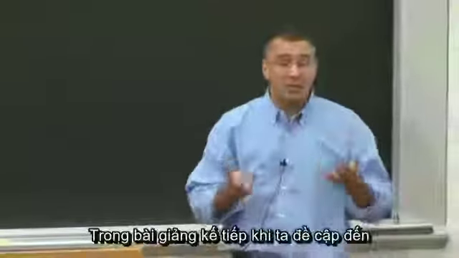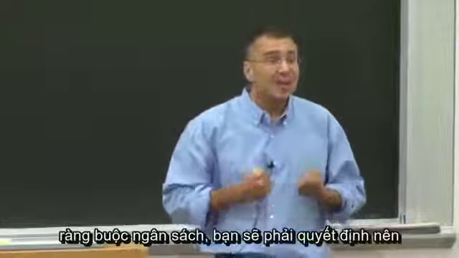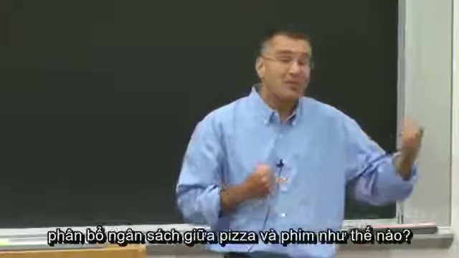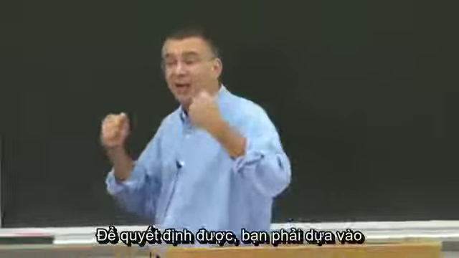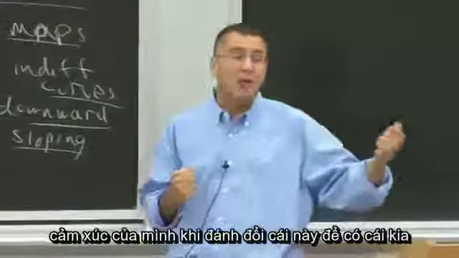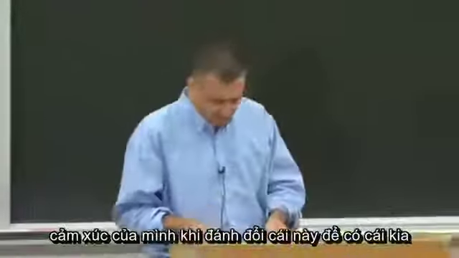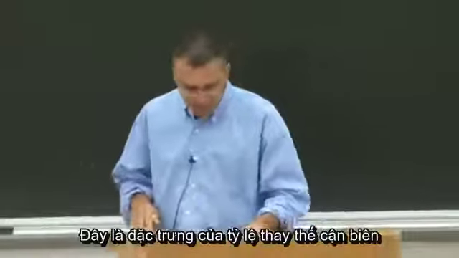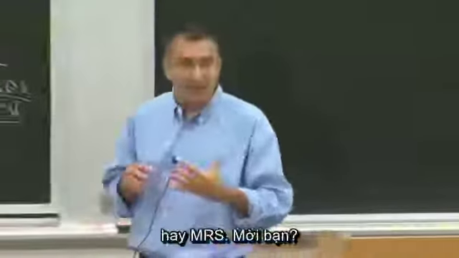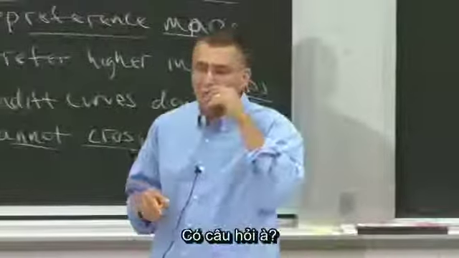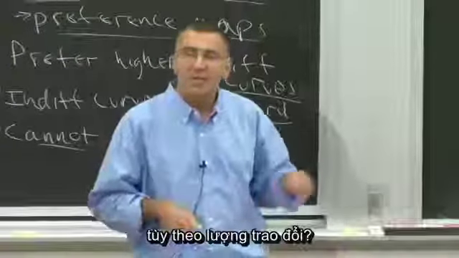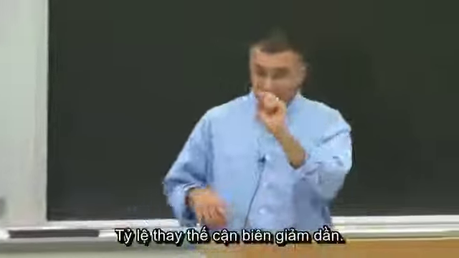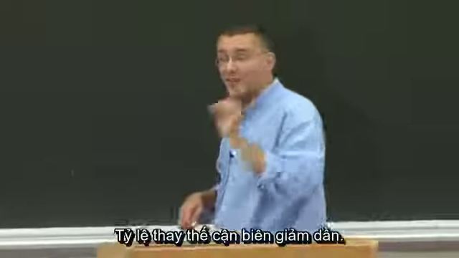When we come to the next lecture, you're faced with a budget constraint. You're going to have to decide how to allocate your budget across pizza and movies. The way you're going to decide that is by how you feel about trading off one for the other. Now, here's the key feature of the MRS. Question? That exchange rate is always changing depending on how much you have of each, right? Exactly. Just what I was going to say, the MRS is diminishing.